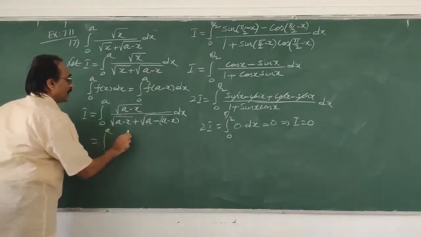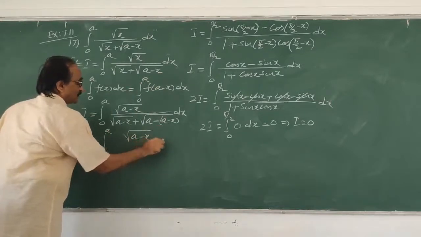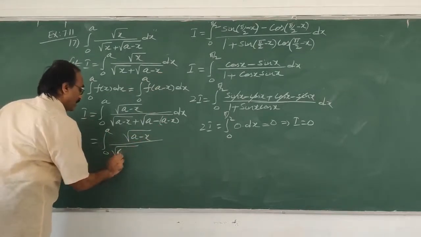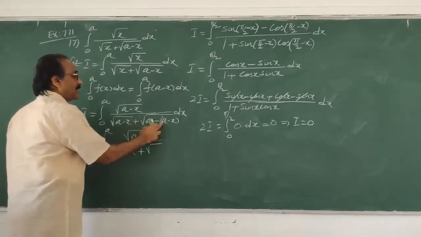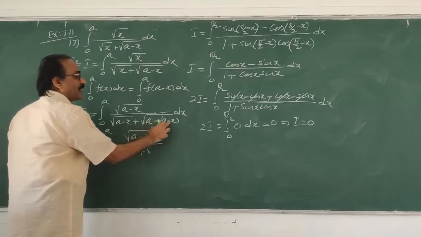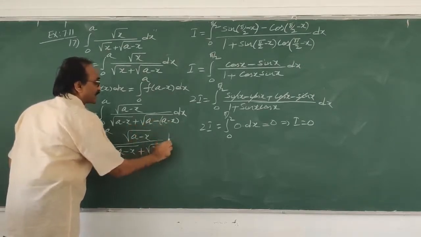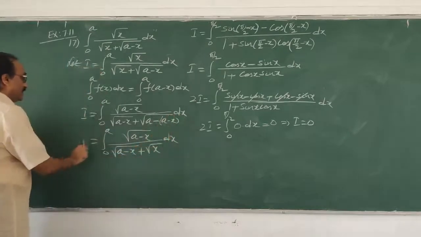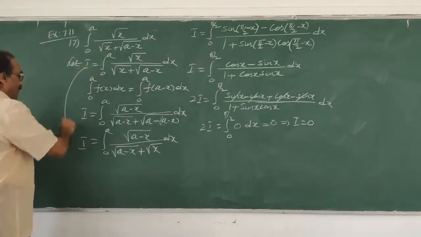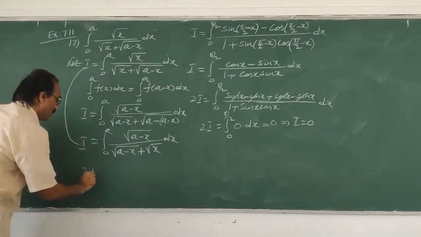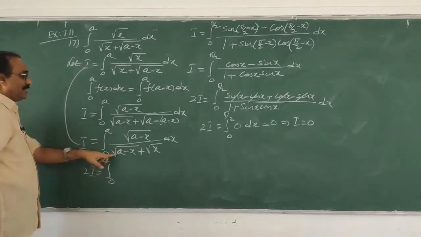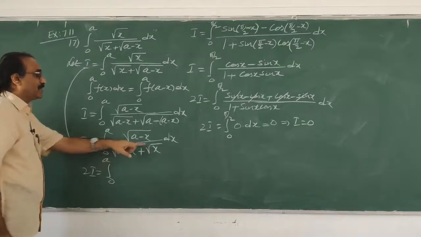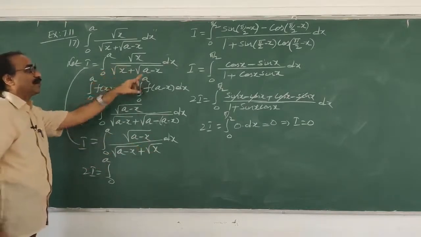How much you will get? 0 to a root of a minus x by root of a minus x plus root, what happened? See, if you open the bracket, minus a plus a cancel, minus to minus plus, then it will become root x dx. Now you see, this is I and this is also I. Now I plus I, 2I, you add. 2I, integral 0 to a, same limit. What is the LCM? Denominator, root of a minus x plus root x. Root x plus root of a minus x means same.